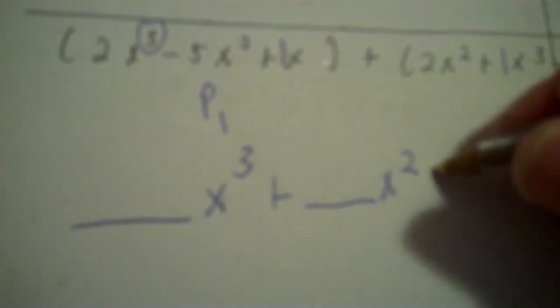Then after 3 comes 2, blank x to the second. After 2 comes just regular x. Usually you won't see a first power. The x implies it's x to the first power. Then your constant, okay? So x3. In P1, I've got 2x to the third. In P2, here you got to look. Yeah, here's x to the third. It's got a 1. It's not in the same order, but it doesn't matter, okay? 2 plus 1 is 3, okay?